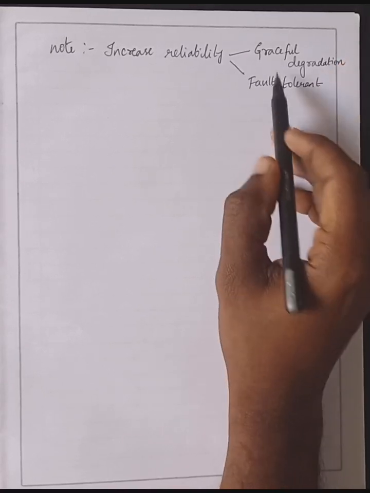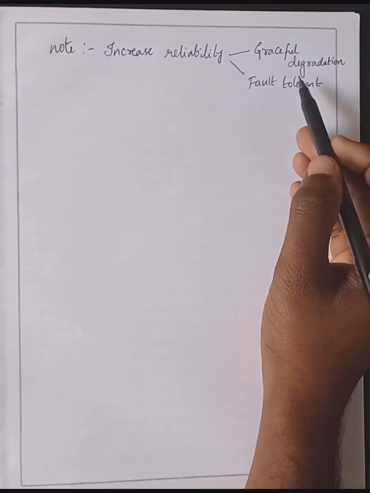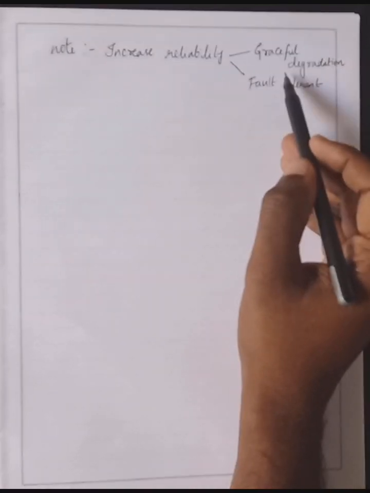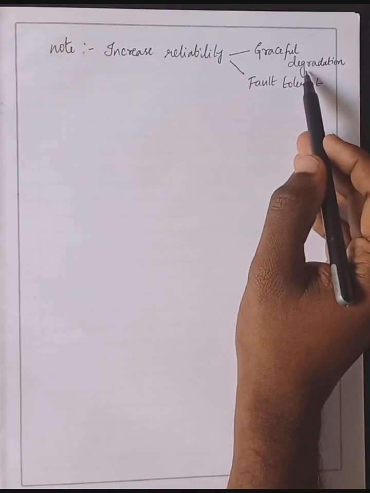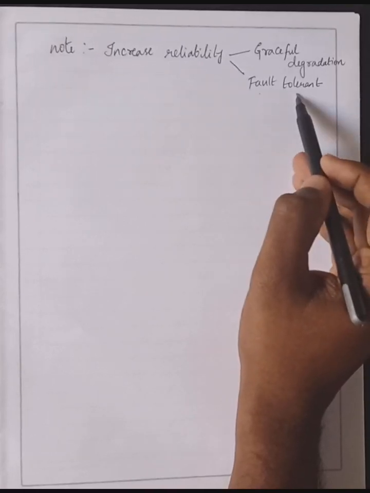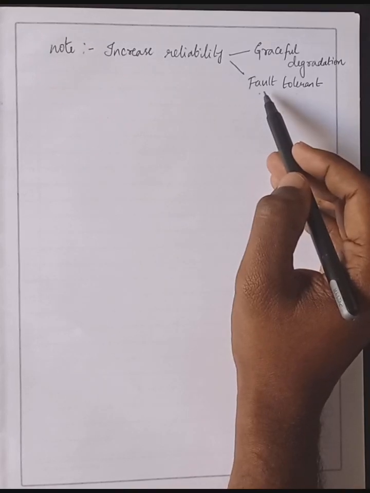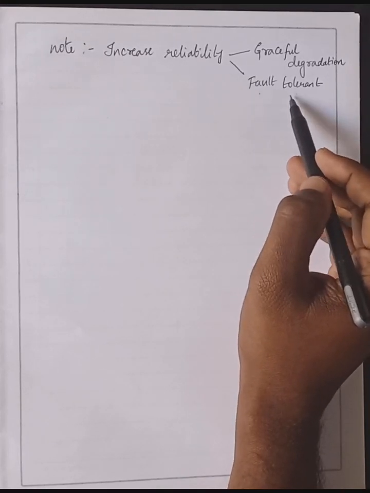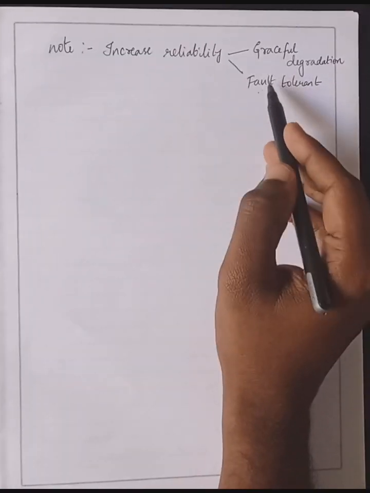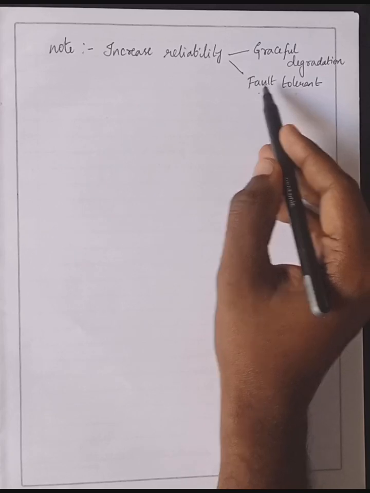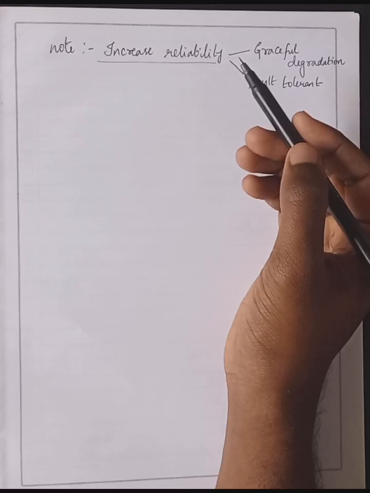Graceful degradation means whenever we have a multiprocessor and one processor fails, the other processor will take over its work and continue to work. Only the overall output will slow down. The second one is fault tolerance. In fault tolerance, whenever one processor fails, the other processors will continue to operate. The complete system will not stop. That is fault tolerant. These are the two ways. Because of these two techniques, we increase our overall reliability. So this is the multiprocessor.